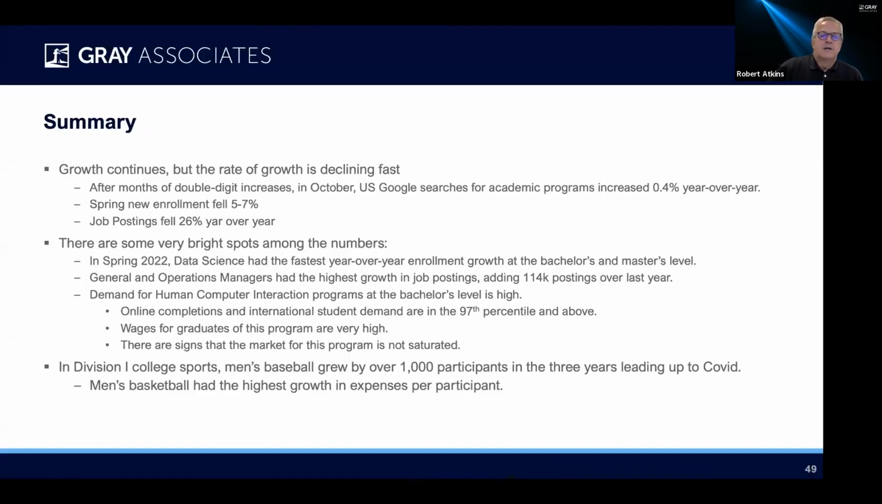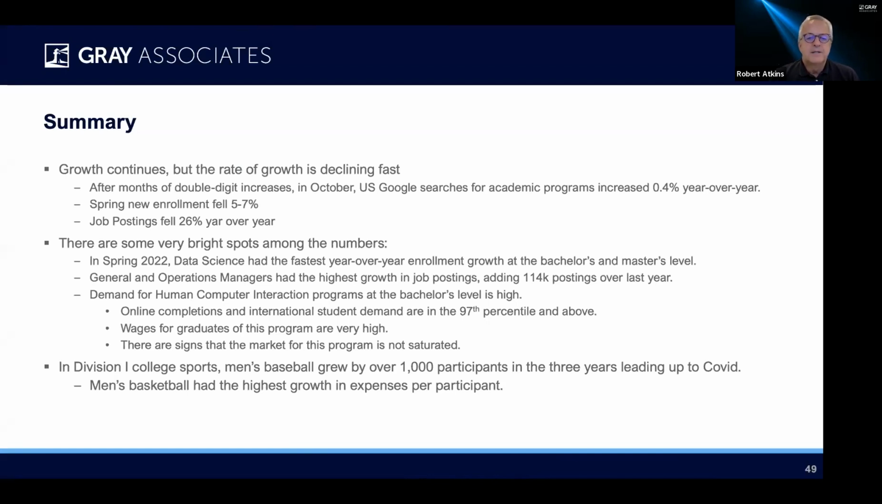So let's summarize. Growth continues, but the rate of growth is declining fast. After months of double-digit increases, Google search volumes increased only 0.4% year over year, essentially flat. Spring new enrollment fell 5 to 7%, 5% between undergrad and grad. Job postings fell 26% year over year. So we're starting to see real softening again, unfortunately.